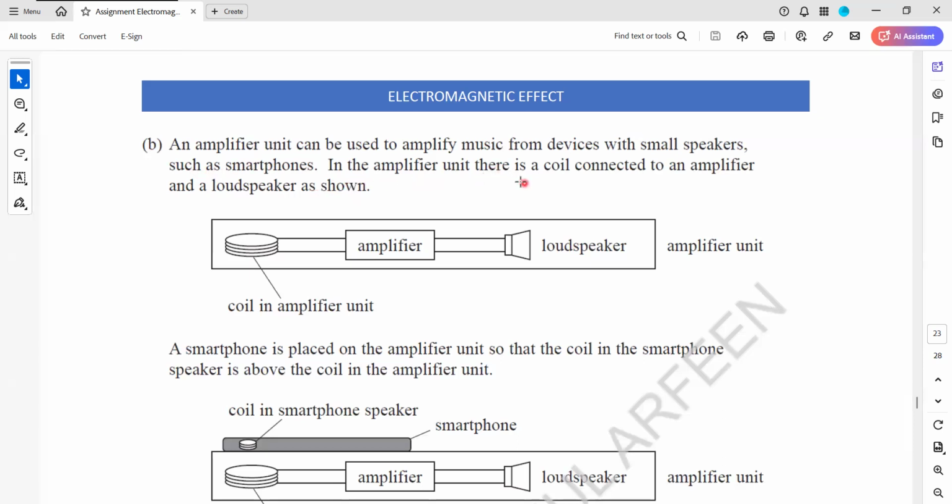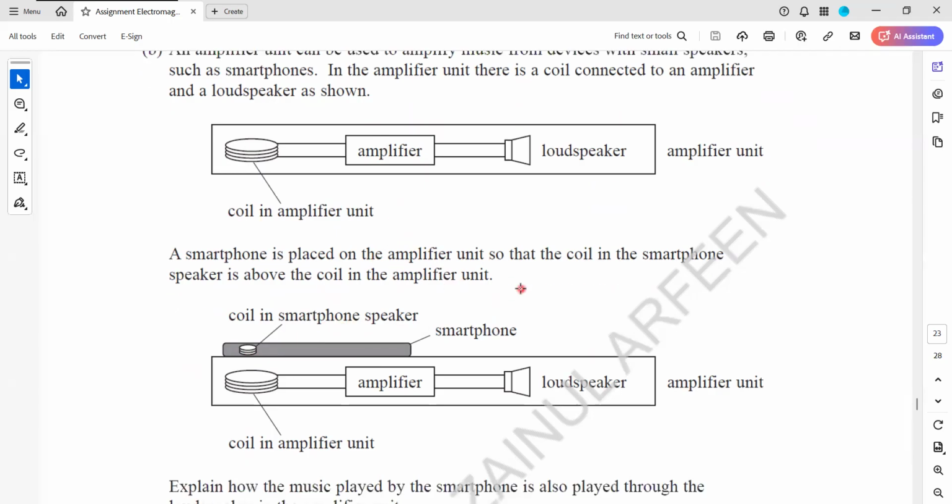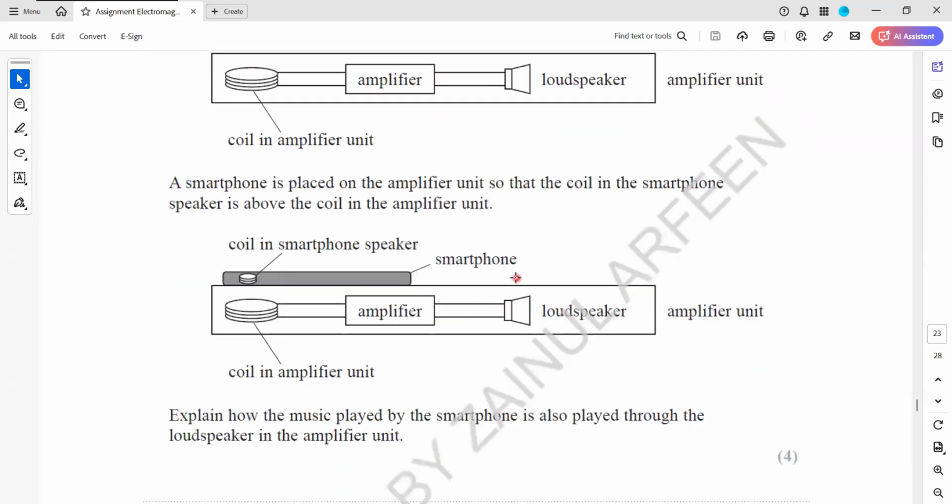So in the amplifier unit, there is a coil connected to an amplifier and a loudspeaker, as you can see here. A smartphone is placed on the amplifier unit. So we place a smartphone here, and this is the coil in the smartphone, above the coil of the amplifier unit. This is called mutual induction, because of what will happen. Explain how the music played by a smartphone is also played through the loudspeaker in the amplifier unit. So first, what will happen?